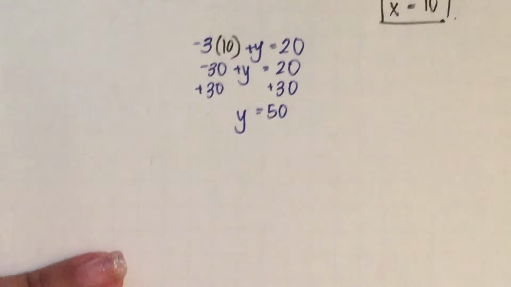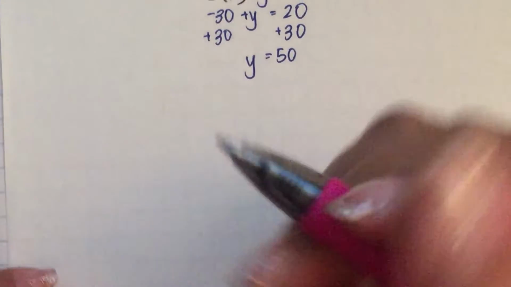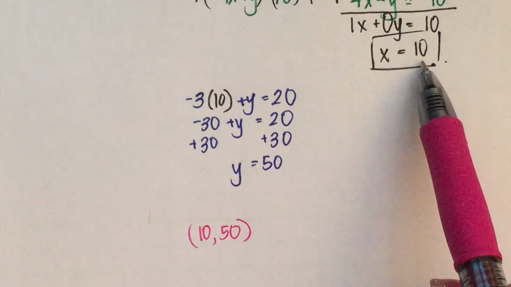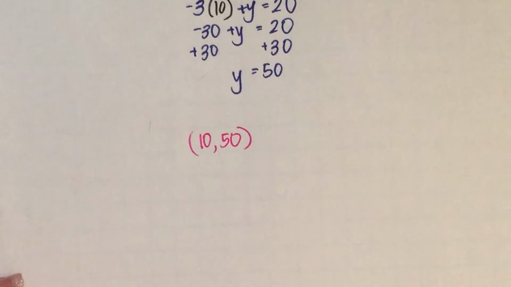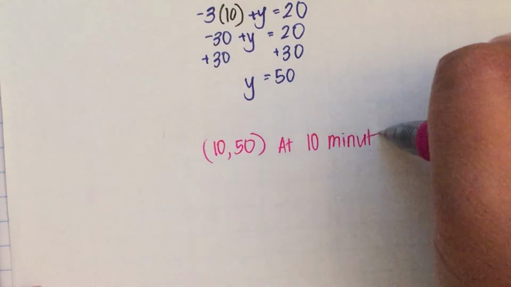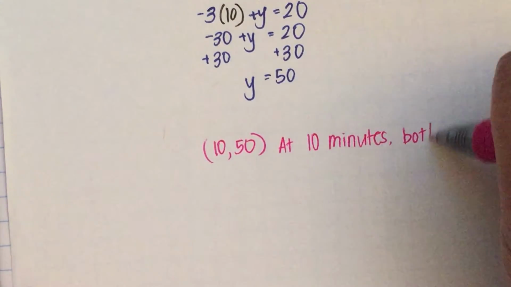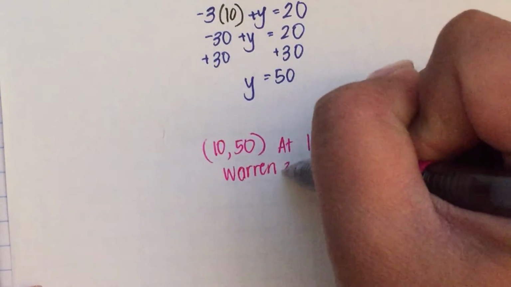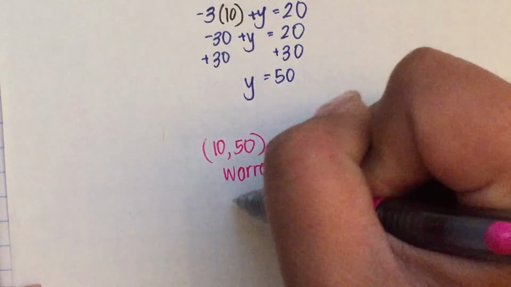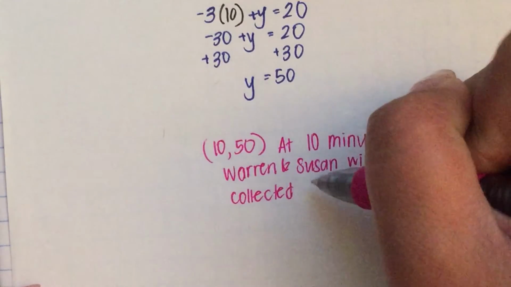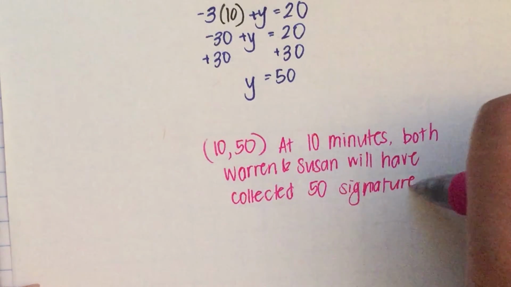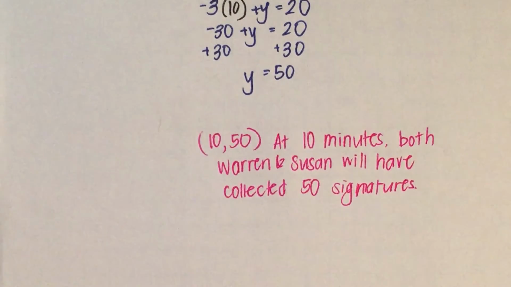So our final answer should actually read solution point of 10, 50. 10 being that the x came from this 10, y is the 50. And this means that at 10 minutes, both Warren and Susan will have collected 50 signatures. All right, and that would be your final answer.